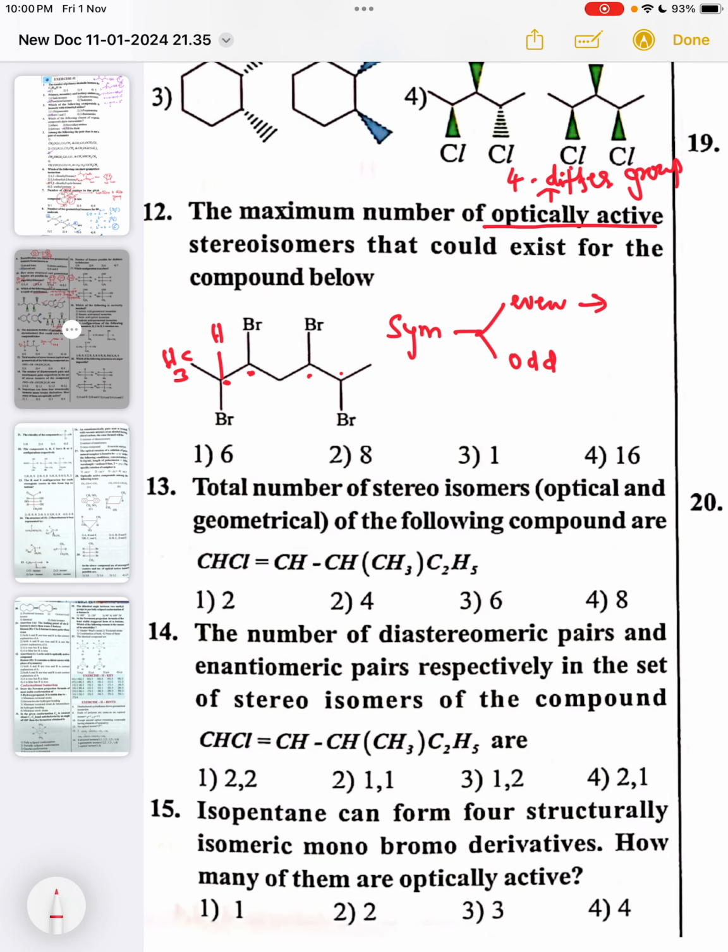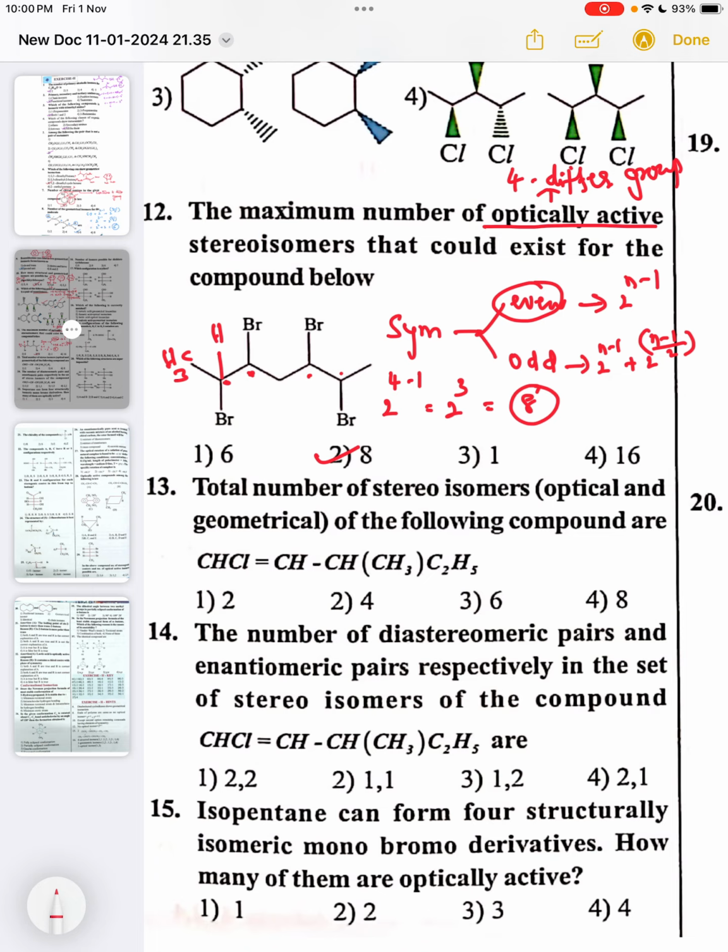For an even number of chiral centers, the formula is 2 to the power n minus 1. For an odd number, this formula we already know, 2 to the power n minus 1 plus 2 to the power n minus 1 by 2. So here in the given molecule there are four chiral carbons, that is even. Then the formula used is 2 to the power n minus 1. So 2 to the power n, where n is 4 chiral centers, minus 1, that is 2 to the power 3, that is equals to 8. 8 is the answer. Now clear, no?